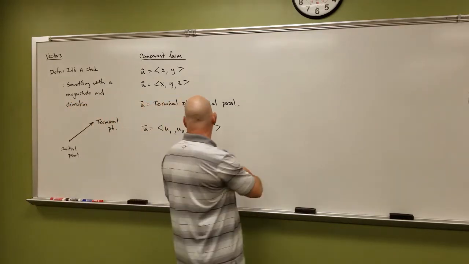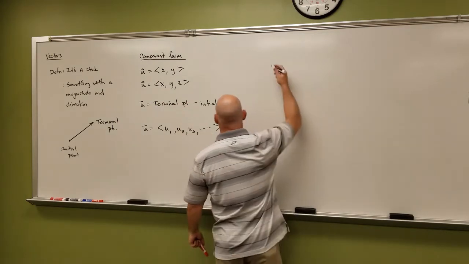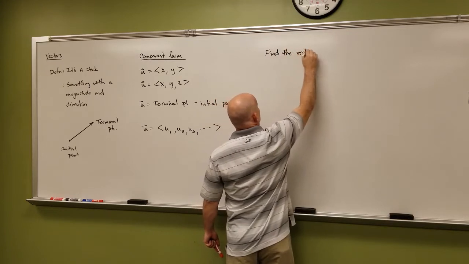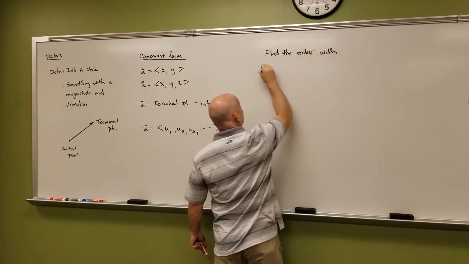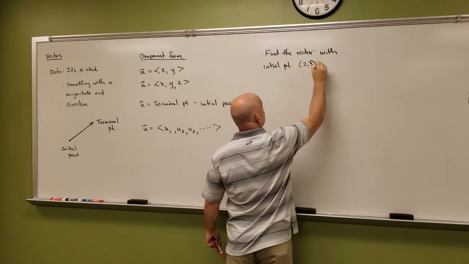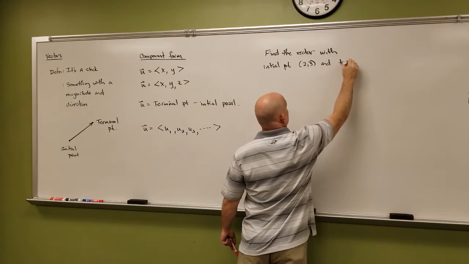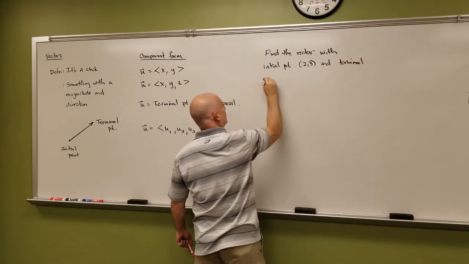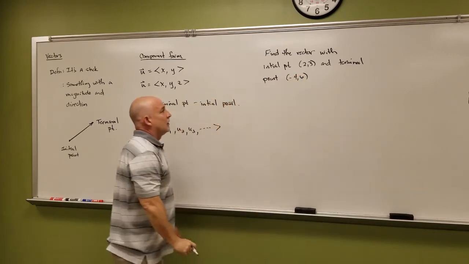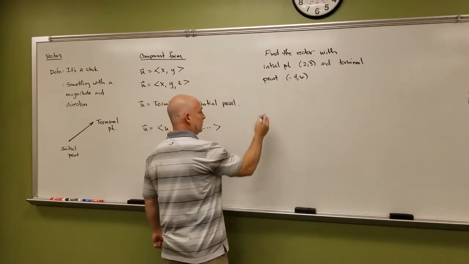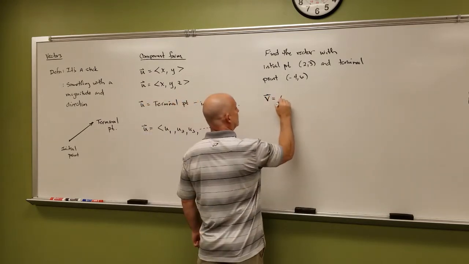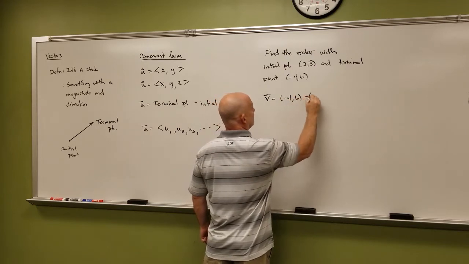So let's try a quick little example of how to find a vector given a terminal point and an initial point. So let's say if I said find the vector with initial point (2, 3) and terminal point (-4, 6). Okay, so we're going to name this vector anything you want. I'm going to name it v because that's another common letter. Remember, we always do the terminal point, (-4, 6), minus the initial point.